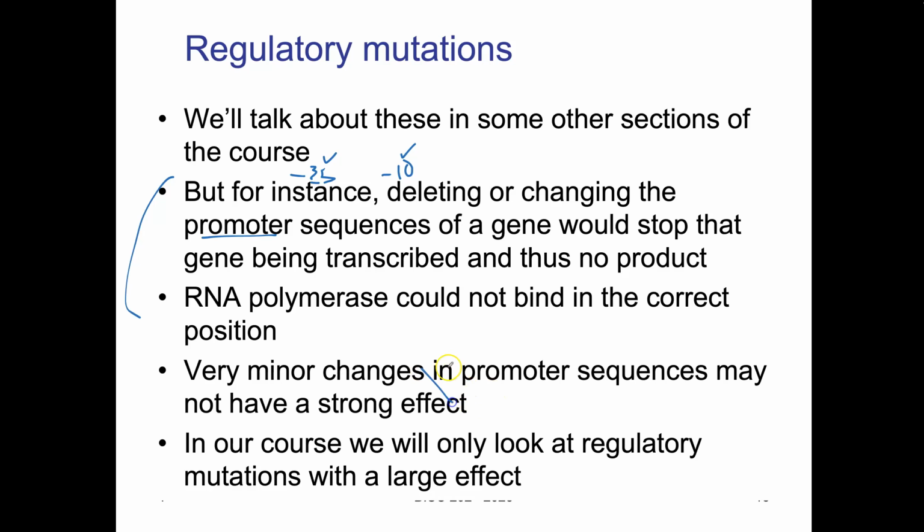We're not really going to be talking about these. You may cover something like this in other classes, but in our class, the regulatory mutations that we're going to talk about are the ones that have a huge effect. So either RNA polymerase can bind or it can't bind. And you'll see what some of the others are when we get to the lac operon. But we're not going to be looking at subtle changes, like what happens if you change one nucleotide in the TATA box, because probably not very much will happen, right?